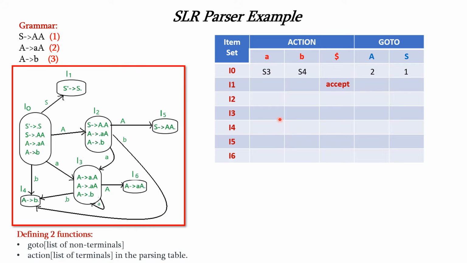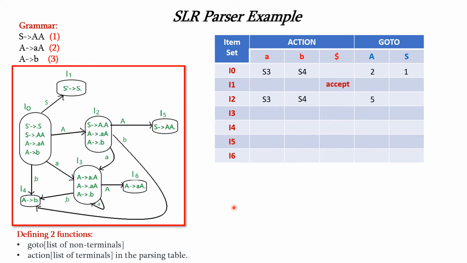Next we have to consider I1. If we see I1, there are no outgoing edges. So we go for I2. I2 on capital A goes to I5. So in I2 row and capital A, it is represented as 5 because it is item set 5. And then I2 on small b goes to I4, which means S4. Then I2 on small a goes to I3, so it is S3.